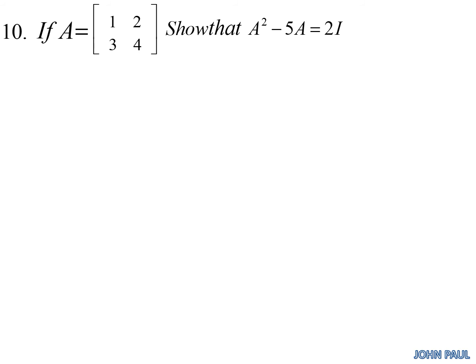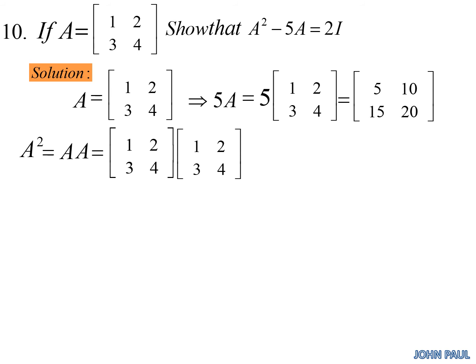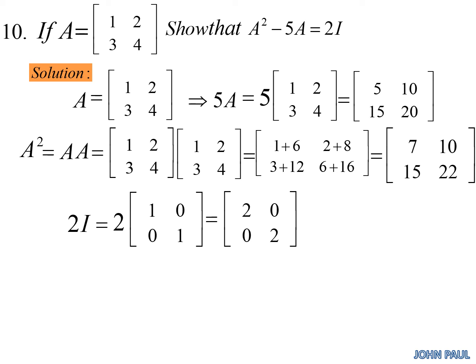Tenth problem: if matrix A is given, show that A square minus 5A equal to 2I. Solution: given A, 5A equal to, we know that we multiply 5 with each term. A square equal to A into A. By multiplication, A square is 7, 10, 15, 22. 2I equal to 2 into identity.